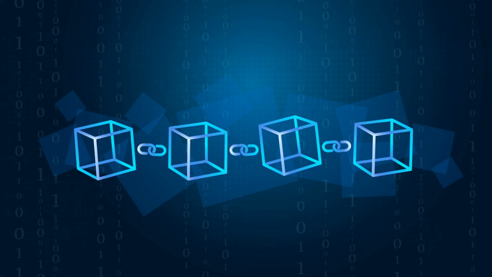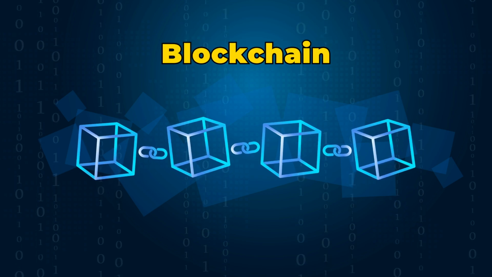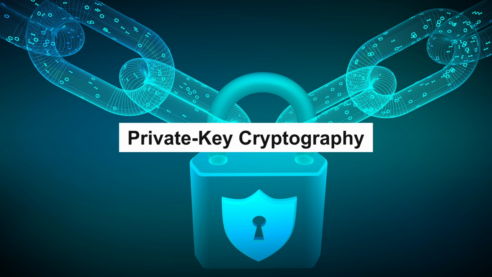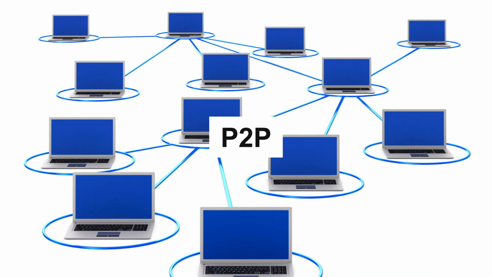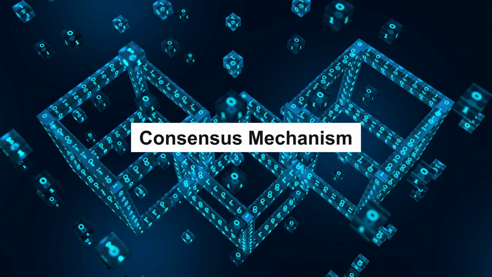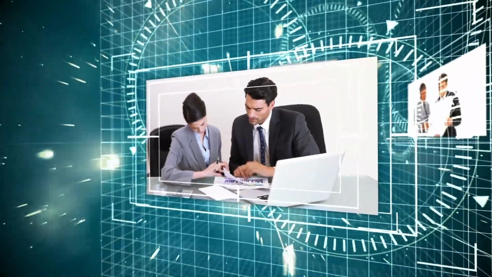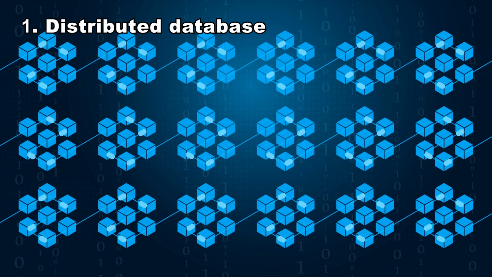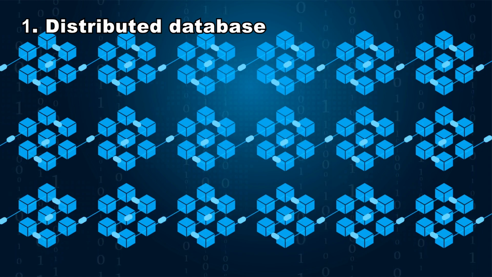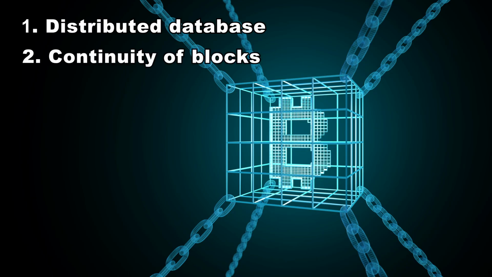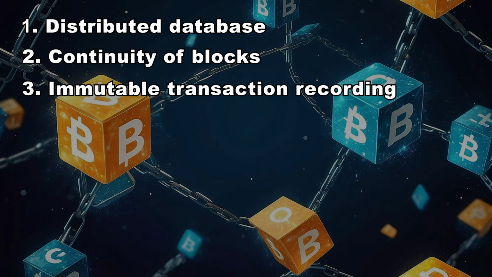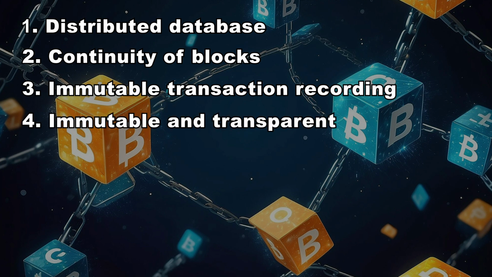How do cryptocurrencies work? Most cryptocurrencies operate using a technology called blockchain, which is based on three main principles. 1. Private key cryptography. 2. Peer-to-peer network. 3. Consensus mechanism. We will discuss these principles in future sessions. Blockchain is essentially a type of distributed database that records all transactions in a chain of blocks. Each block contains several transactions, and once a block is filled, it gets linked to the previous block, continuing this process. This structure ensures that the information remains unchangeable and transparent.